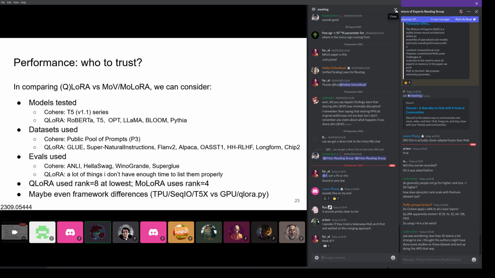Question from Fluffy: does Cohere apply LoRA to all of the linear layers? My understanding is yes.